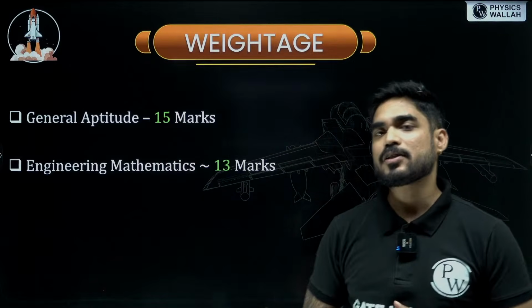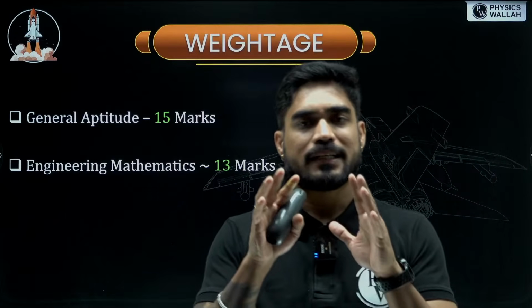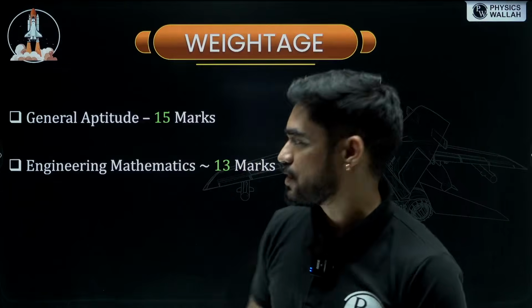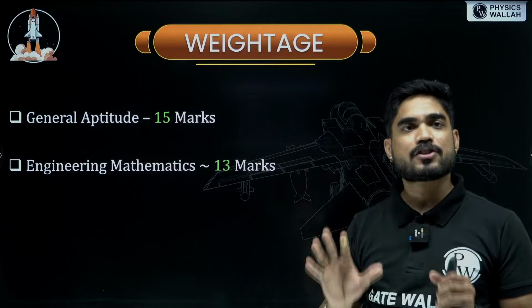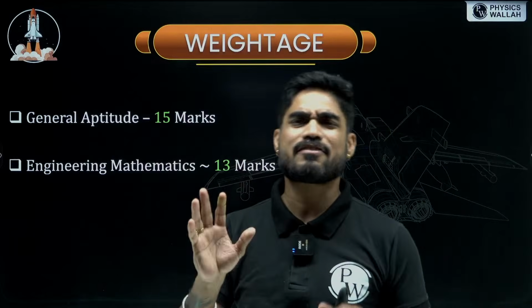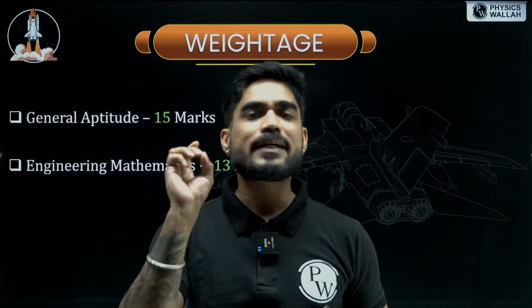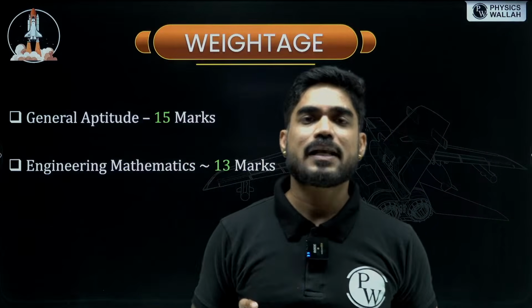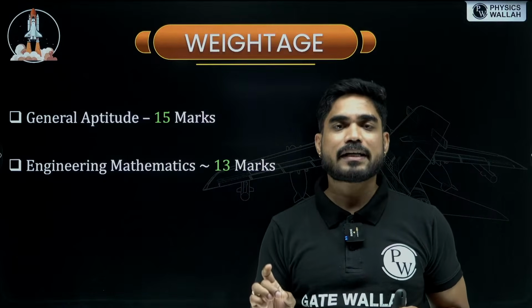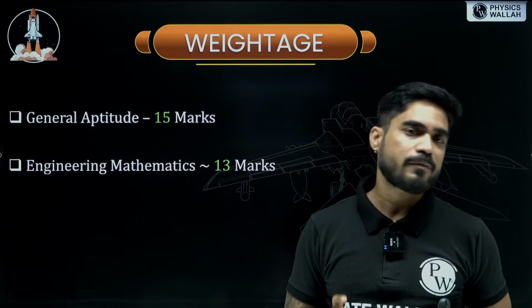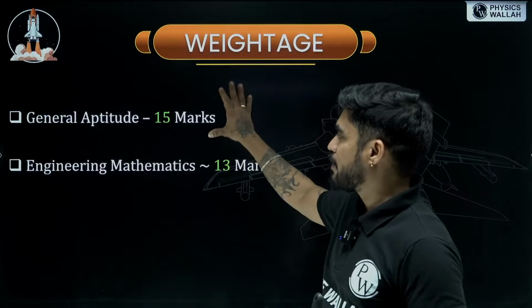So if you talk about general aptitude, then it's a fixed weightage, 15 marks. Out of 100 marks, 15 marks are for general aptitude, and this is a fixed weightage. Every year there will be 10 questions of general aptitude in your GATE exam. 5 of them will be of 1 mark each and 5 of them will be of 2 marks each. So 15 marks are fixed.